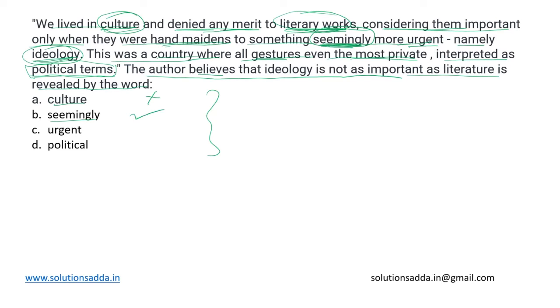Let us also look at the other options. Urgent, that appears over here: seemingly more urgent. So according to the people, what is urgent? The ideology. But it is not adding to the fact about what the author believes to be true. So even that cannot be the answer. And the last one, political terms. This word over here, again, is not talking about what the author believes. So we would go with this word seemingly over here. And that is our option B.